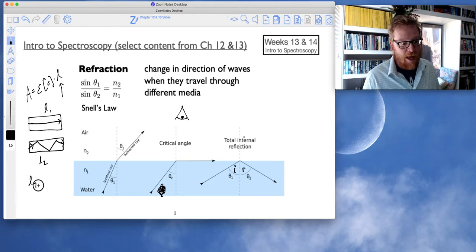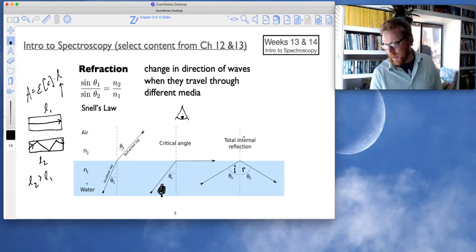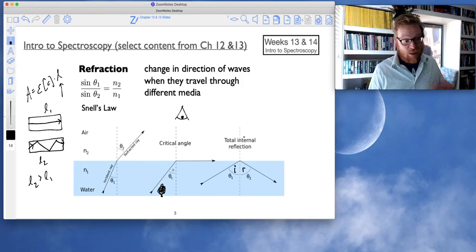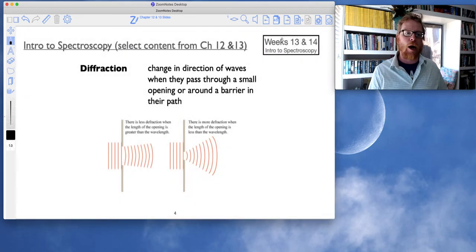And so this means L2 will be greater than L1, and I will improve my absorbance or my sensitivity to the material that I'm trying to take a spectrum of. Okay? So moving on. So diffraction, we talked about this with electron microscopy.